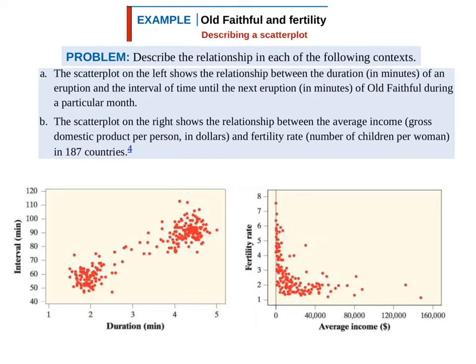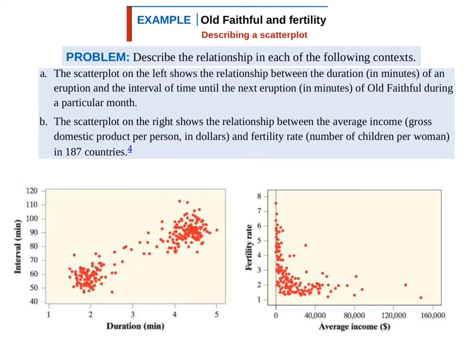Sorry. This example is called Old Faithful and fertility. Never thought you'd hear those two things in the same sentence. So this problem says, describe the relationship in each of the following contexts. So we've got two graphs here. The first one maps to this guy.